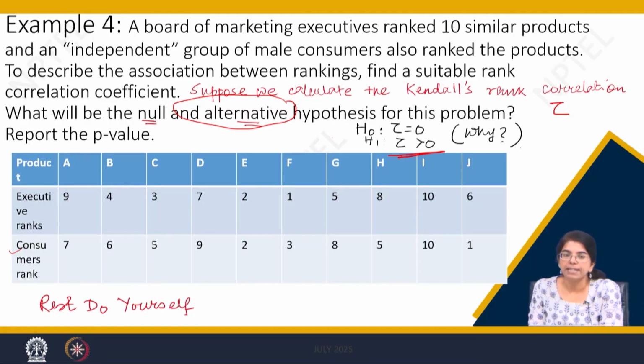Now what is the speciality of this type of example? In this example, you have to have some intuitive guess about what the real life story, what the pragmatism asks. If the producers as well as the consumers are giving the same ranking, then that will be a better situation. And this thought will come from your pragmatism, from your real life intuition, isn't it so? So tau greater than 0. Now the rest you can do on your own.